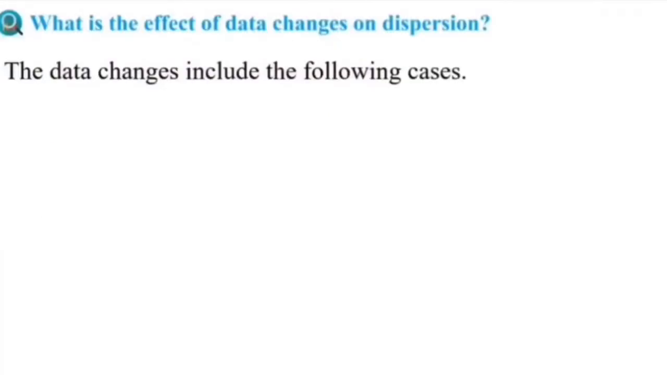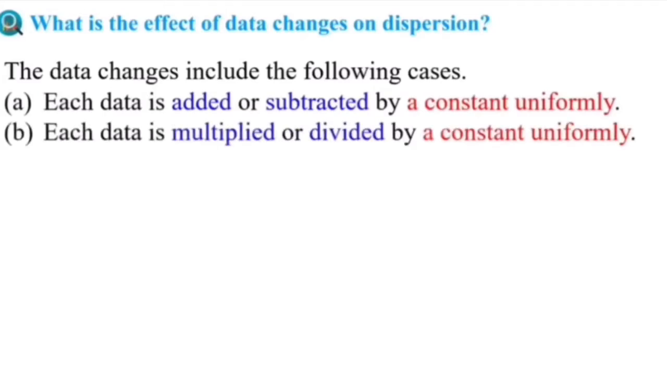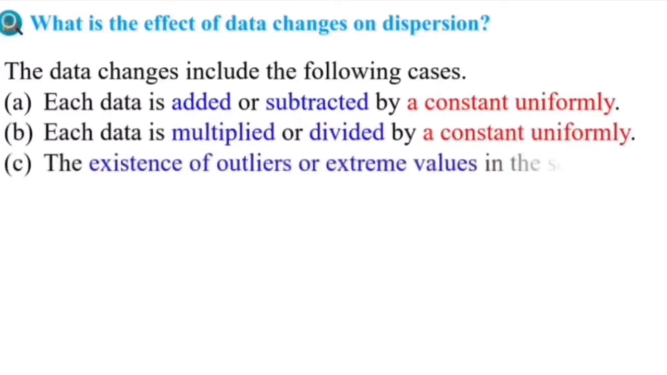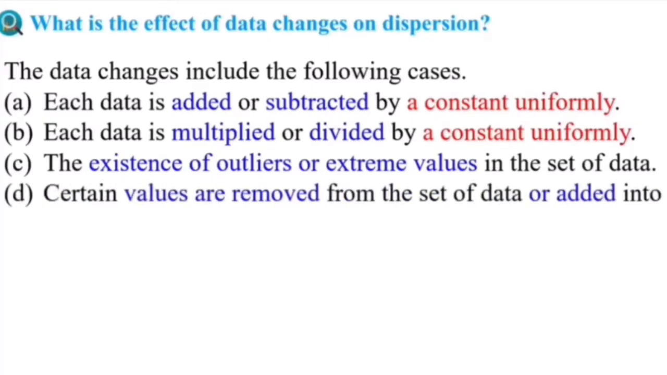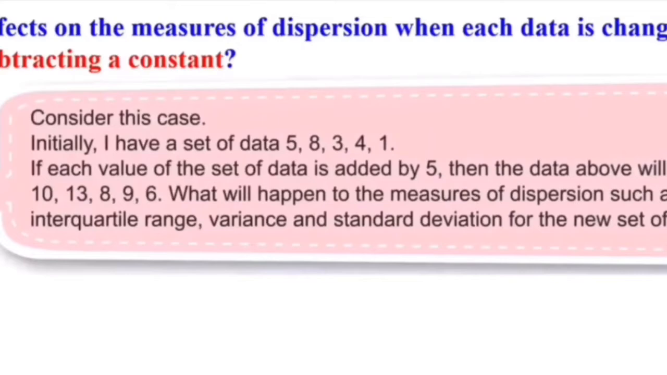There are 4 types of data changes, including the following cases. First one is each data is added or subtracted by a constant uniformly. Case 2 is each data is multiplied or divided by a constant uniformly. The third case is existence of outliers or extreme values. And the fourth case is certain values are removed from the set of data or added into the set of data. Now we want to find out what are the effects on the measure of dispersion when each data is changed by adding or subtracting a constant.